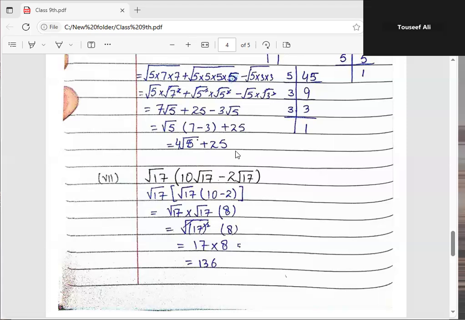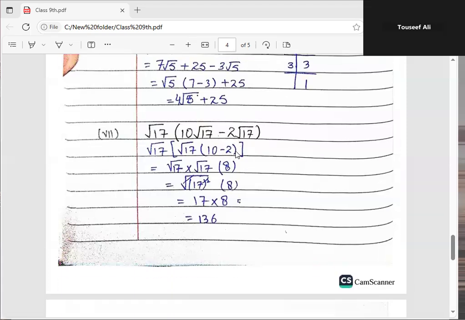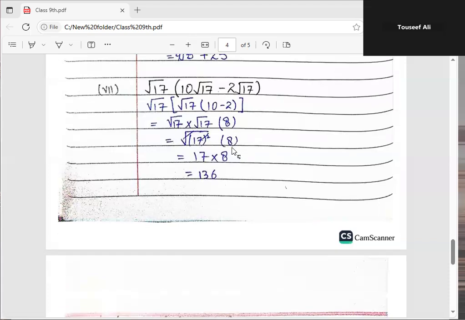I hope this question is also clear for all of you. The next question is root 17 into 10 root 17 minus 2 root 17. Now here 17 root 17 is already taken in common. In these two terms, there is also 7 root 17 here, and 7 root 17 is also here. So take 7 root 17 common from these two terms. The remaining term is 10 minus 2, which is 8, and here root 17 and here root 17.